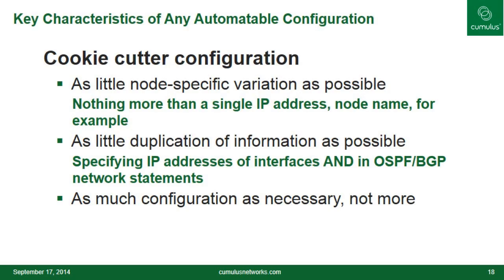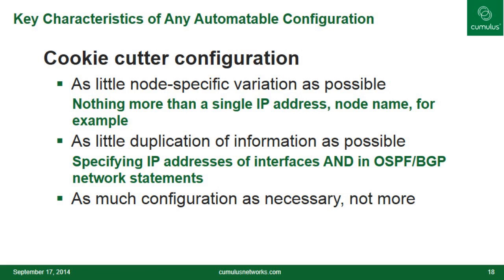So what are the key characteristics of any automatable configuration? The key characteristics of any automatable configuration are that it has to be cookie cutter, which means there is as little node-specific variation as possible. That means as little as you have it, nothing more than a single IP address and the host name, for example, nothing more than that. That would be very easy. That would be very useful.